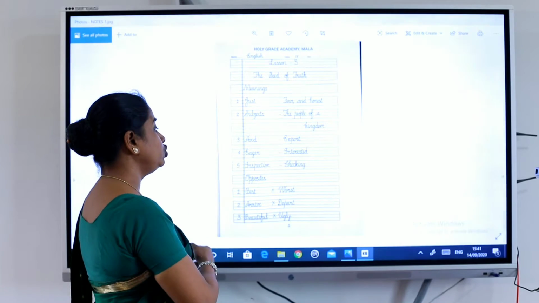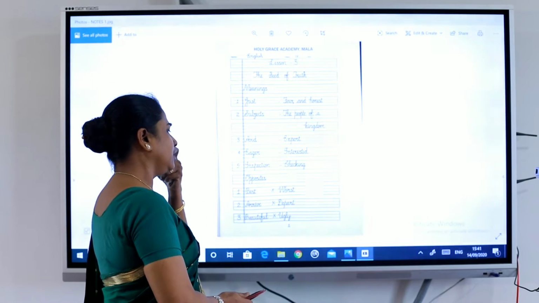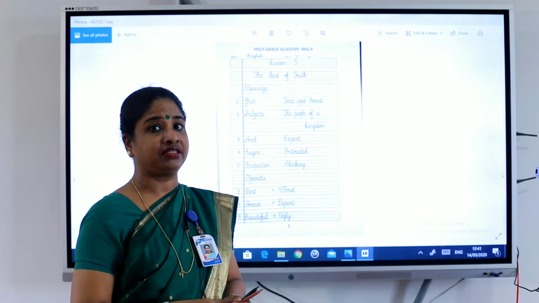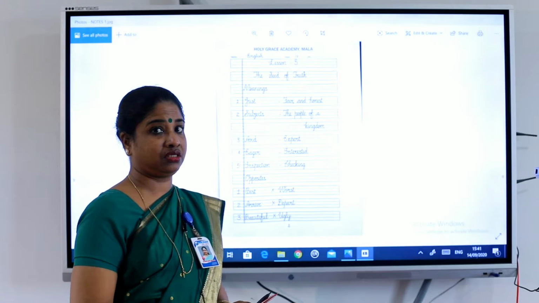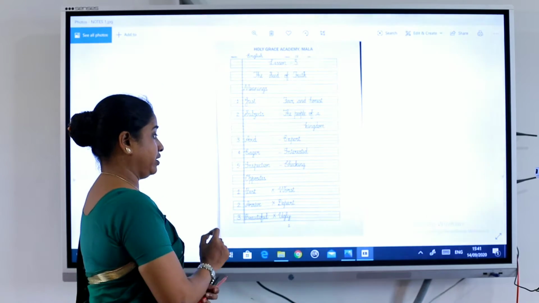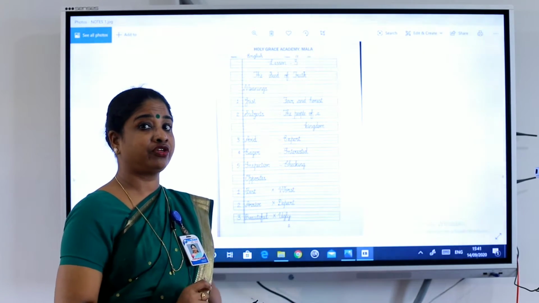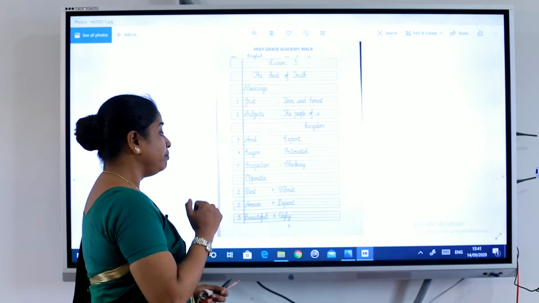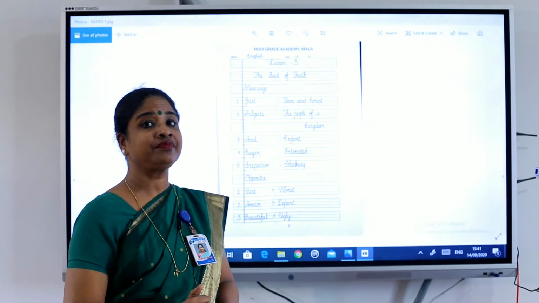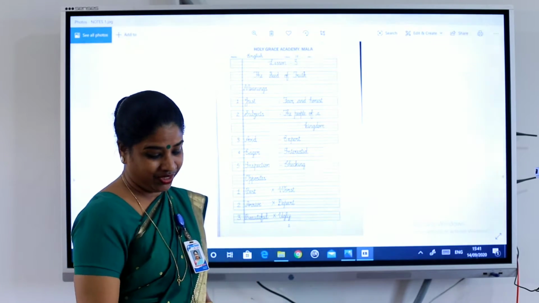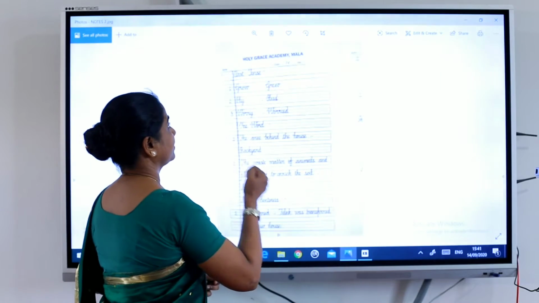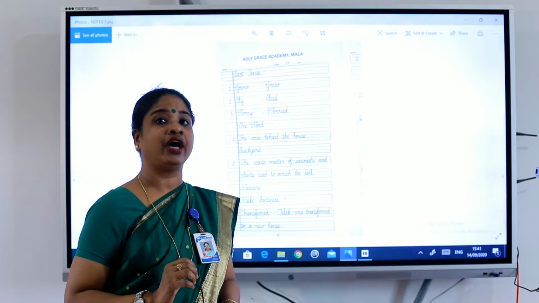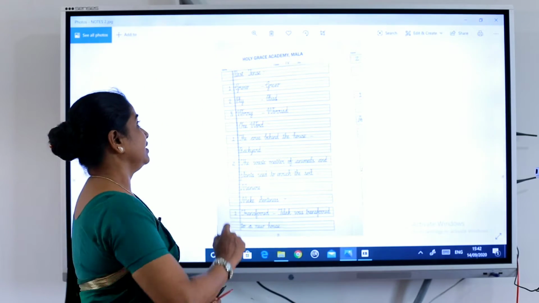Now we move to the opposites. The first one, best. The opposite of best is worst. The second one, arrive. The opposite of arrive is depart. Now the third one, beautiful. The opposite, ugly. Now let's turn the page, children. Here, after the opposites you need to write down past tense.